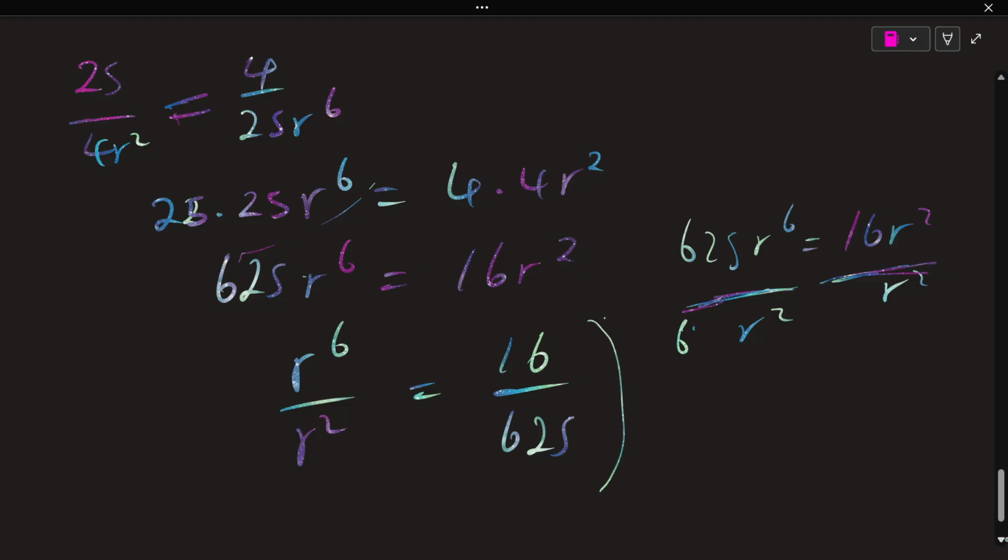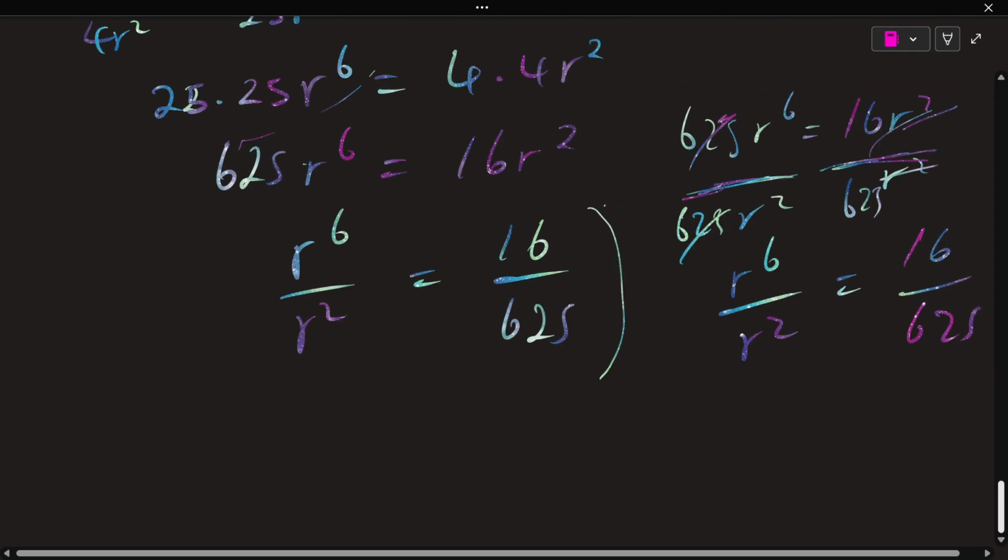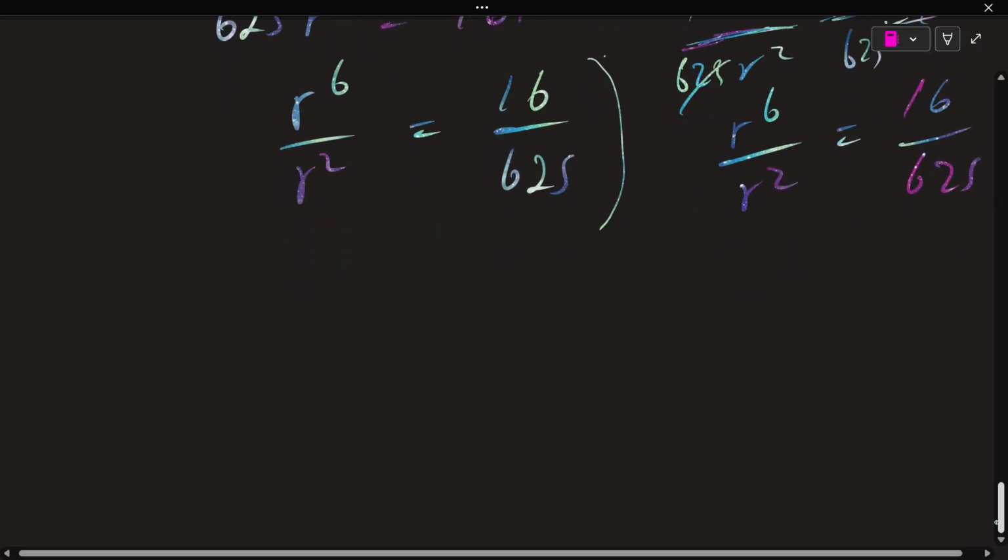Then, in the same equation, let me divide by 625 again from this side. 625 and 625 will give us 1 on this side. On the left hand side we're going to be left with r to the exponent 6 over r squared, which is equal to 16 over 625. That's what we have.